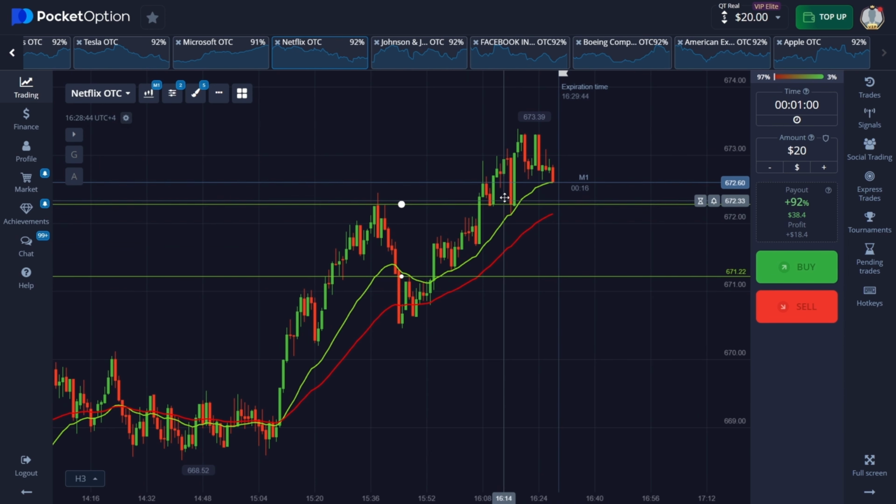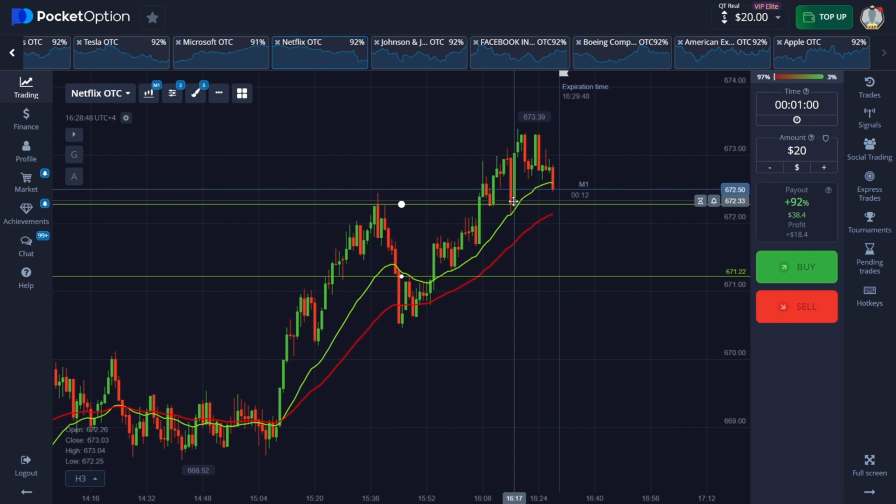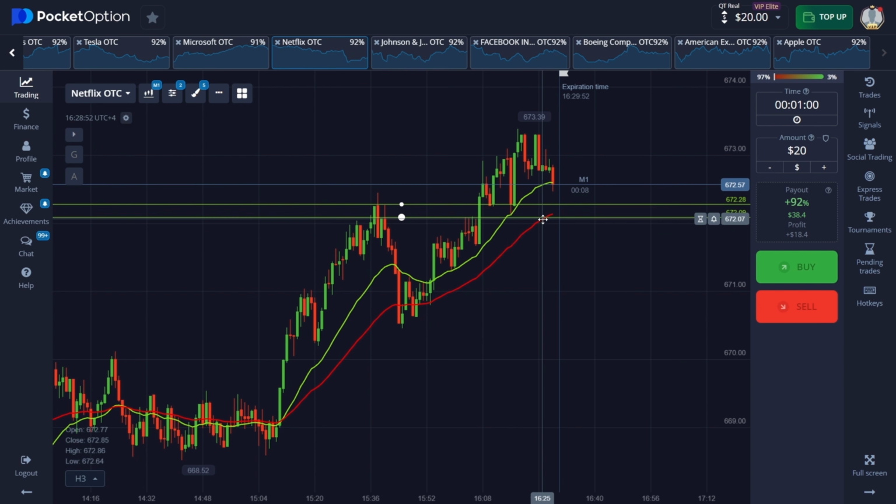Here we have a trade on Netflix OTC for the upside move because there is a support level, but it's a bit far. I'm waiting for a good entry because this time I don't want to risk my money.